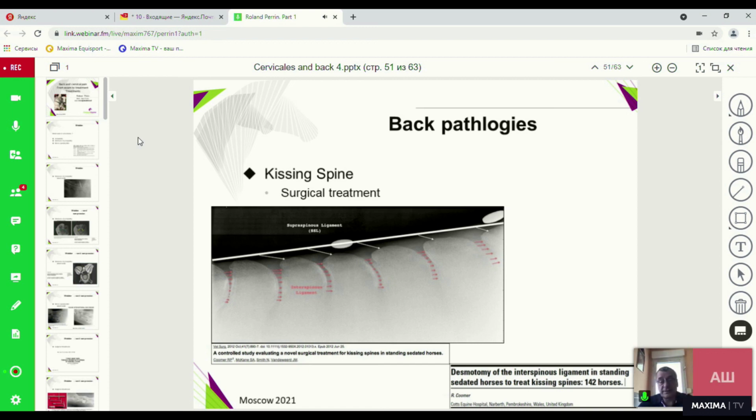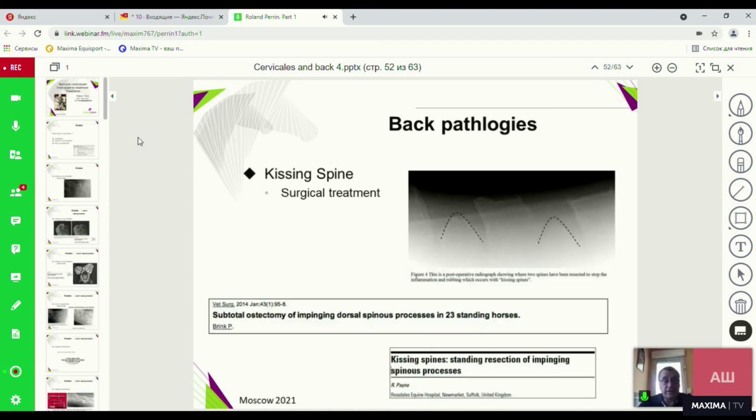And the result was not so bad. So a lot of 142 horses is a lot of horses. Также неплохой результат получился, достаточно основательная выборка, 142 головы было прооперировано, что, в общем, совсем немало. You have another option is to do a subtotal ostectomy, excuse me.